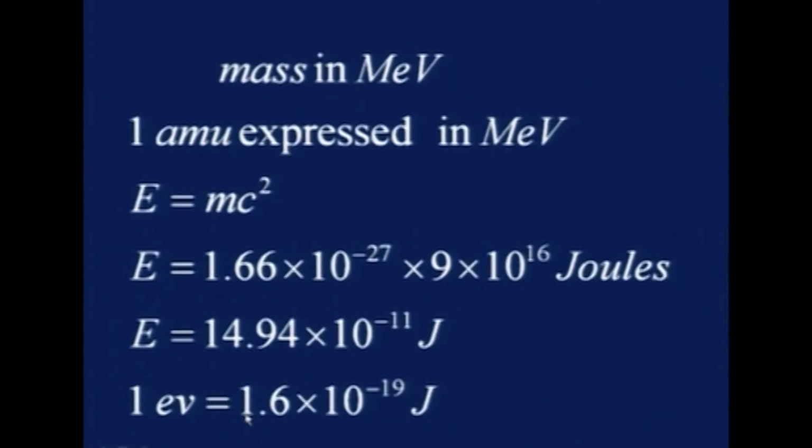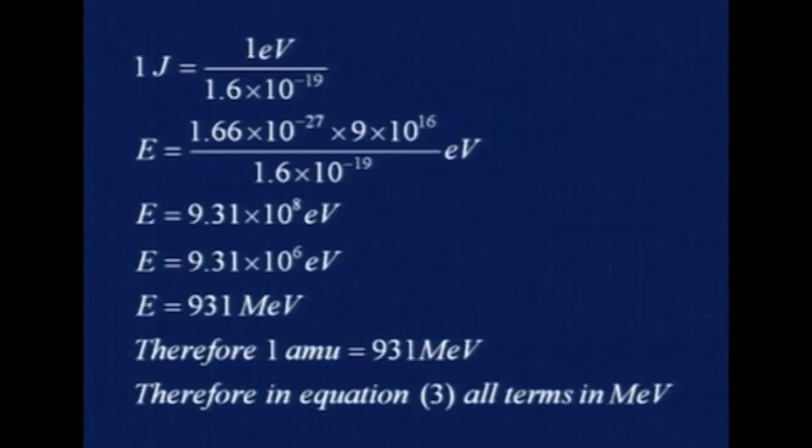1 EV, that is 1 electron volt, is equal to 1.6 into 10 power minus 19 joule. That is because the electronic charge is 1.6 into 10 power minus 19 coulomb. So, that coulomb into voltage is nothing but energy. So, we get this expression.